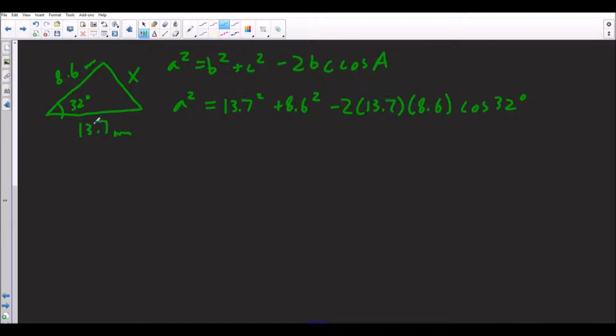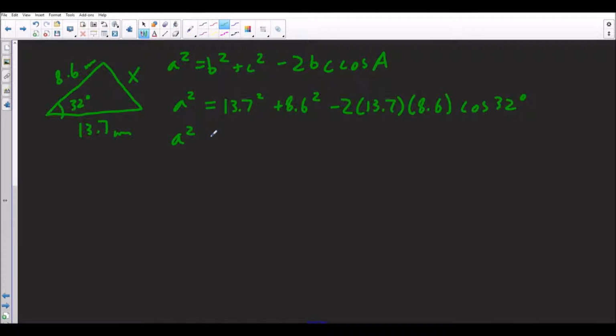So all I did was I put in these two sides for b and c. And I knew that because they're adjacent to the angle that we're using. And just like using Pythagorean's theorem, which this formula is actually based off of, we don't care where we put b and c. We can just put in either of these in that spot. So let's just simplify this.